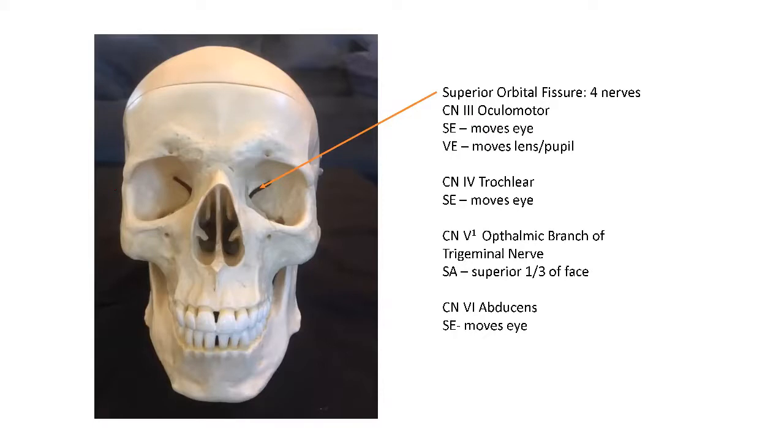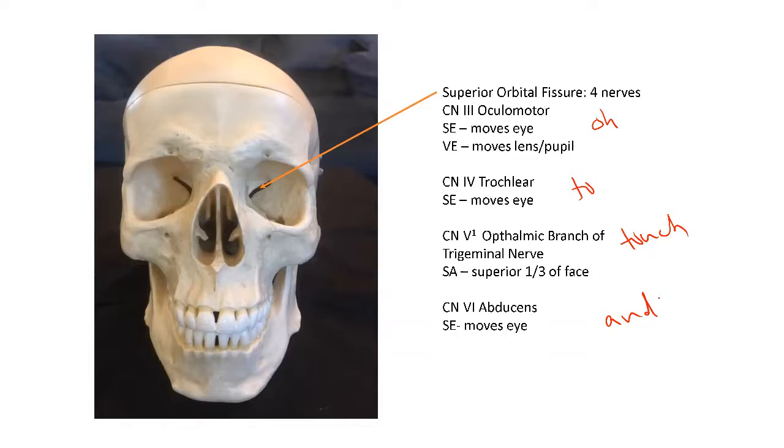And so if we think about our mnemonic, this was O because 1 and 2 are "O, O." This is "to touch" in my mnemonic. And O stands for oculomotor. Oculo means eye, motor means movement. So we're going to move the eye. It does both SE, the voluntary movement of the eye.